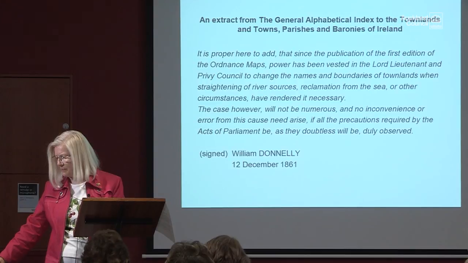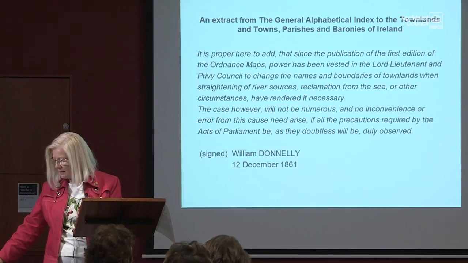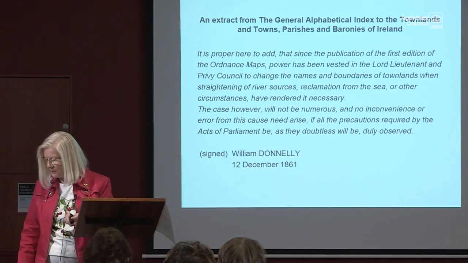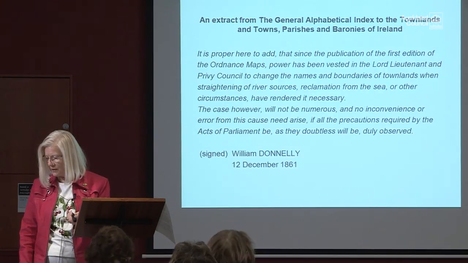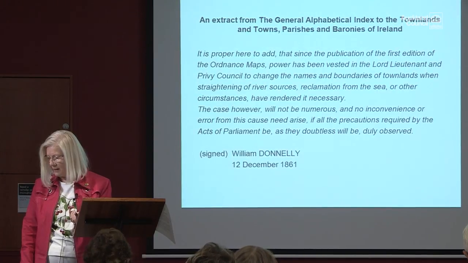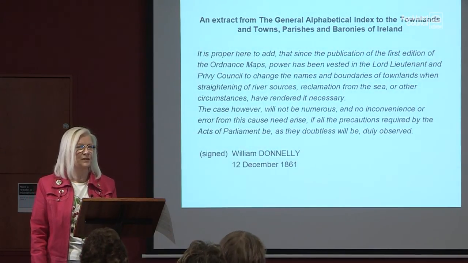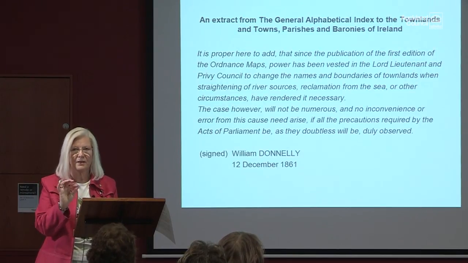There's a little extract I put in here from that particular volume. It's dated 1861, and the little bit that I wanted to point out was to change the names and boundaries of townlands when straightening of river sources, reclamation from the sea, or other circumstances have rendered it necessary. The case, however, will not be numerous, and no inconvenience or error from this cause need arise if all the precautions required by the Act of Parliament be, as they doubtless will be, duly observed. Now that was to say there would be no changes to the boundaries. And I put that in because by the time we get to 1901, there are some changes.